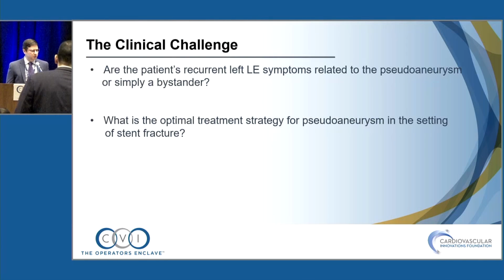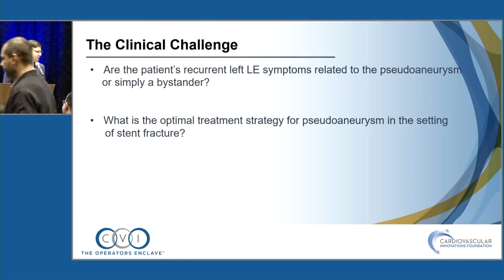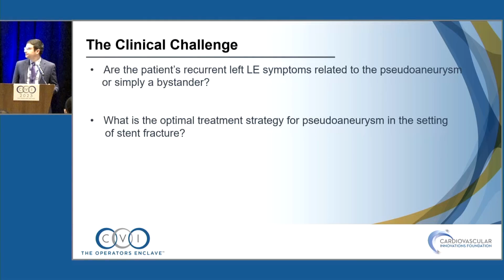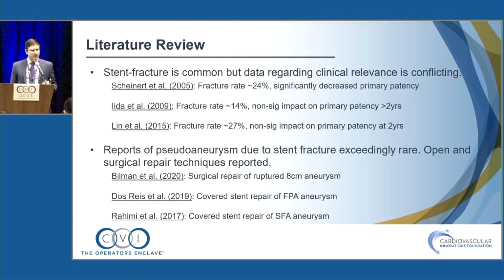So the clinical challenge is, have we found the pseudoaneurysm just as a bystander? Is there some other process that's driving her new left lower extremity pain after intervention? She still had good 3-vessel runoff after the intervention, kind of unclear if the pseudoaneurysm was flow limiting. And if it is involved, which it would seem reasonable that it is involved with her pain, what's the best treatment strategy for this?